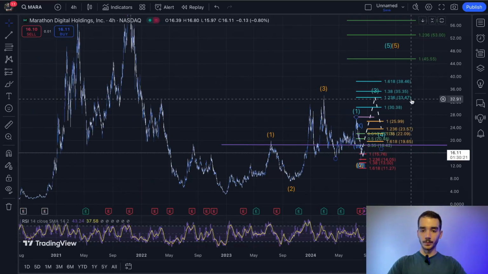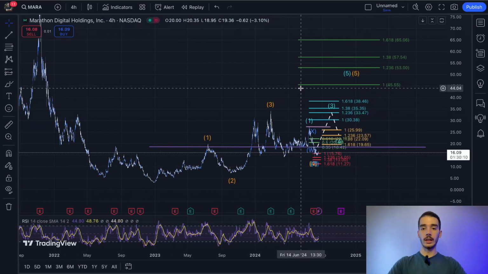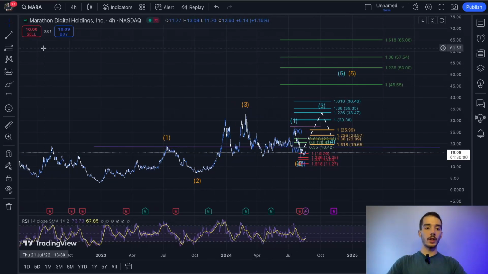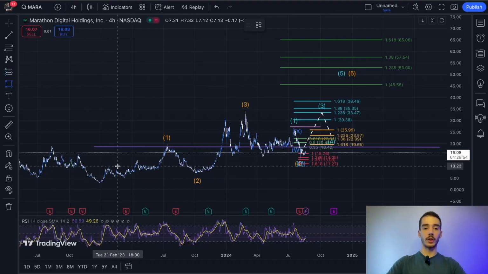Either way, we're going to start from Mara and then we'll go over to MSTR. I'm going to be showing you guys Bitcoin throughout this just so I can better illustrate how these assets correlate to Bitcoin and how they like to influence each other.